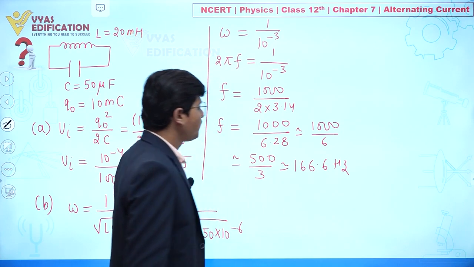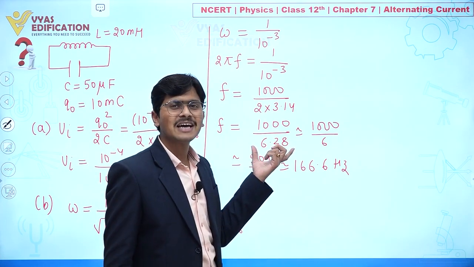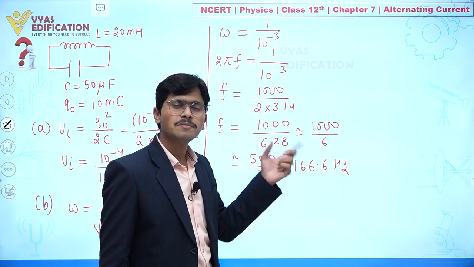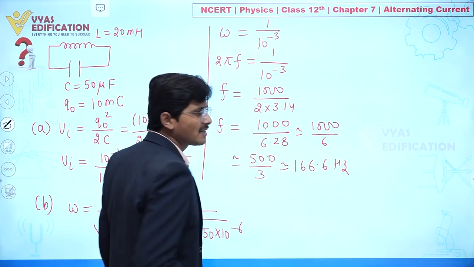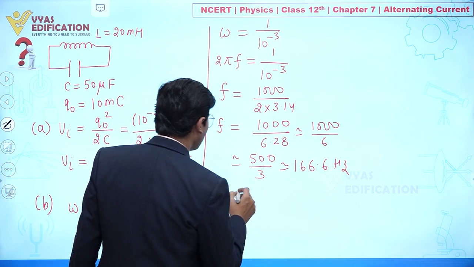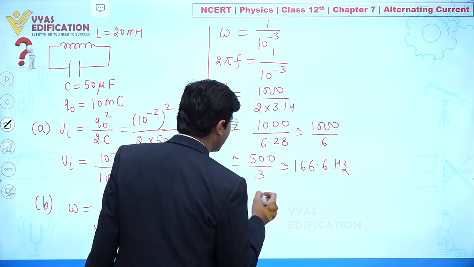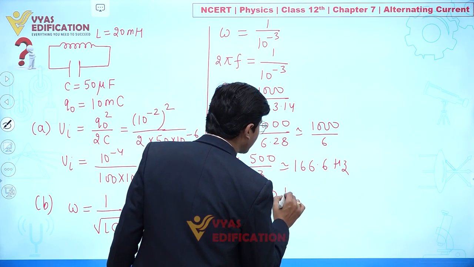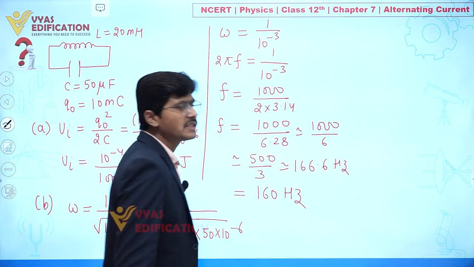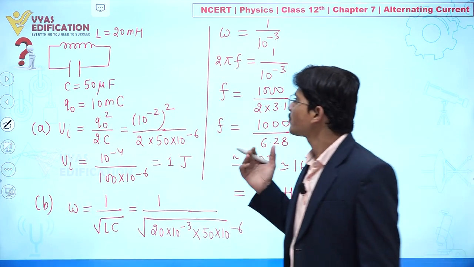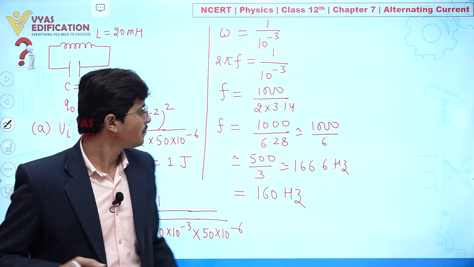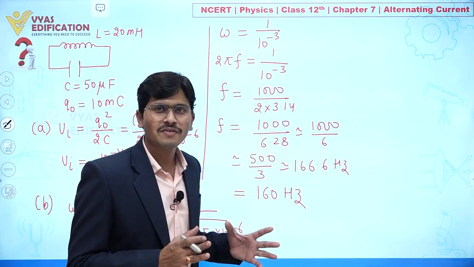But now you can see actually here we have the value 6.28. It means definitely the frequency will be less than 166, or if you calculate exactly you will find this value is very close to 160 hertz. So I can say the natural frequency of this circuit is given by 160 hertz. Clear to everyone? Yes.